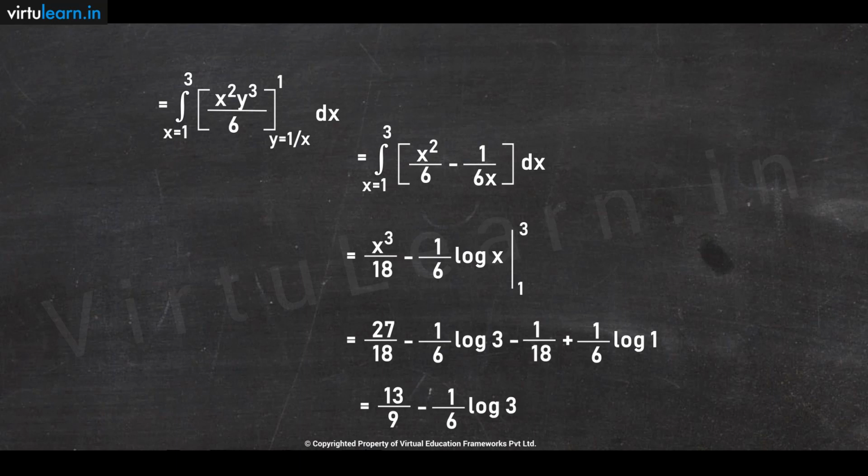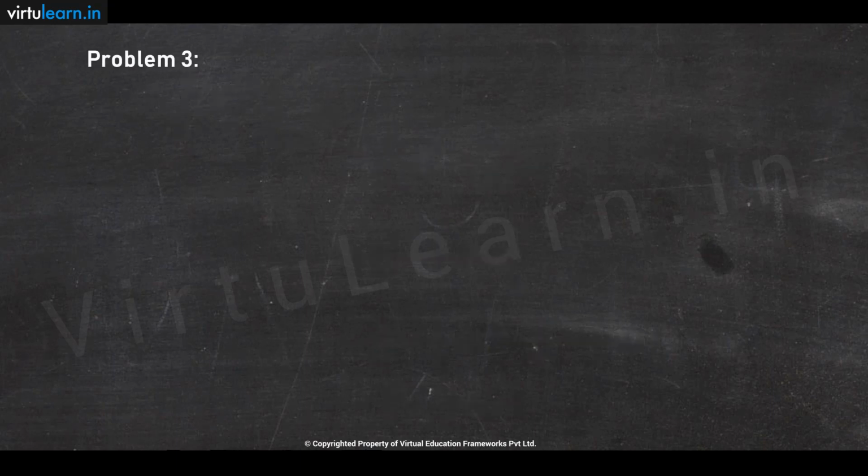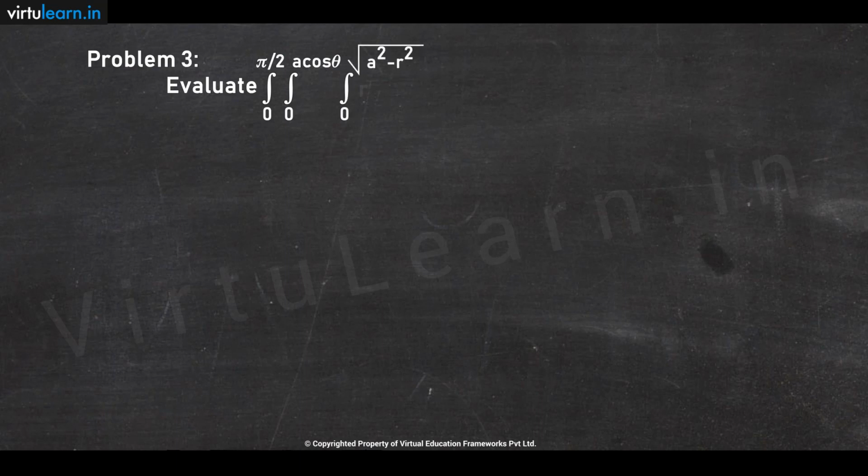Let us discuss one more problem. Evaluate integral 0 to pi by 2, integral 0 to a cos theta, integral 0 to root of a square minus r square, r dz dr d theta. We observe that the first set of limits 0 and root a square minus r square will be the limits for z. 0 and a cos theta will be the limits for r. 0 and pi by 2 will be the limits for theta.